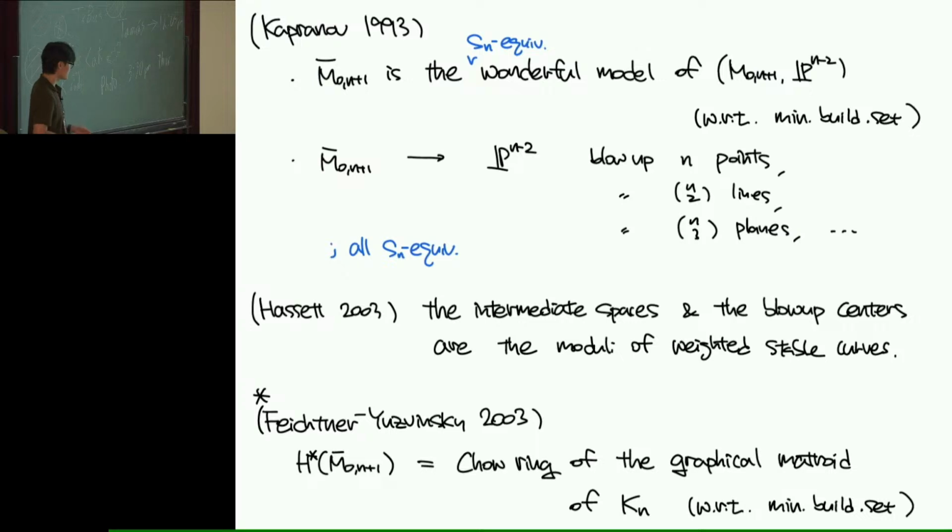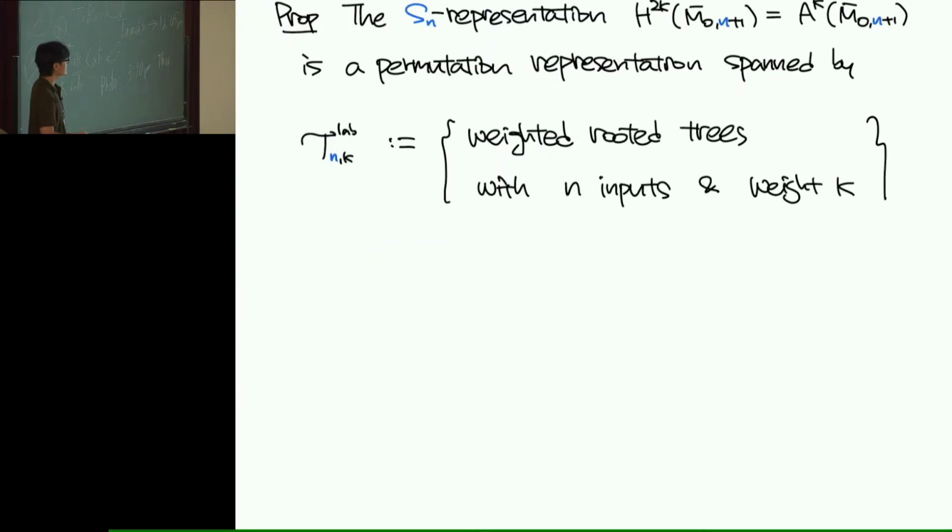So basically, we are considering the Sn action on the vertices, and that induces a representation on the Chow ring. So we want to compute that Chow ring first. And this is the result. This Sn representation is the permutation representation spanned by this set, meaning that as a vector space it is spanned by this set, and the representation structure comes from the Sn action on this set. So here the Sn action is just a permutation of the n inputs.